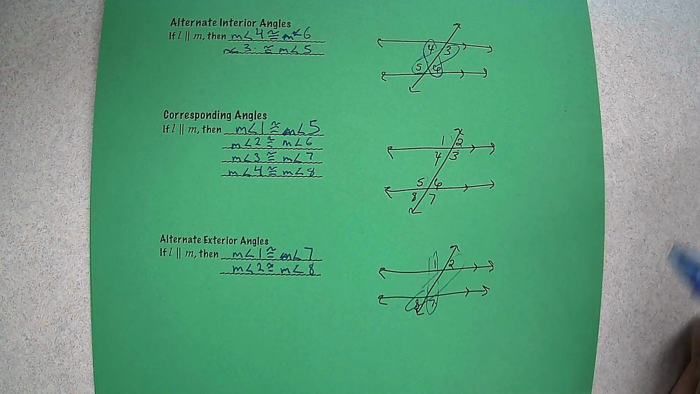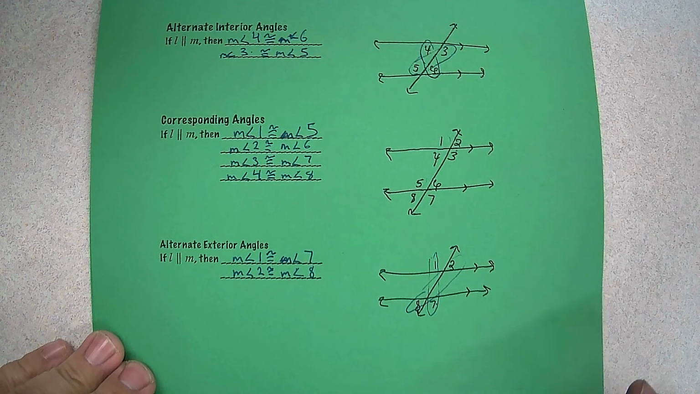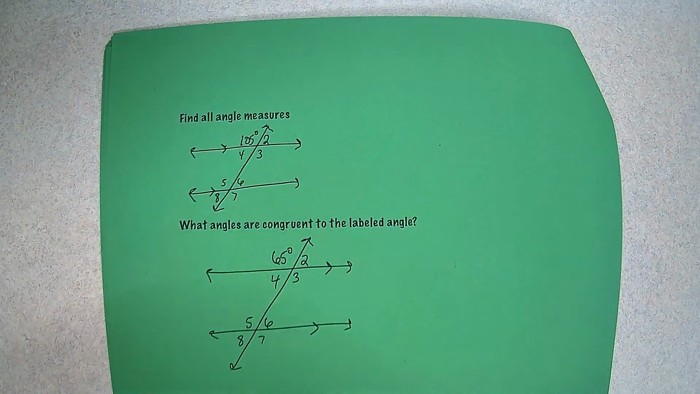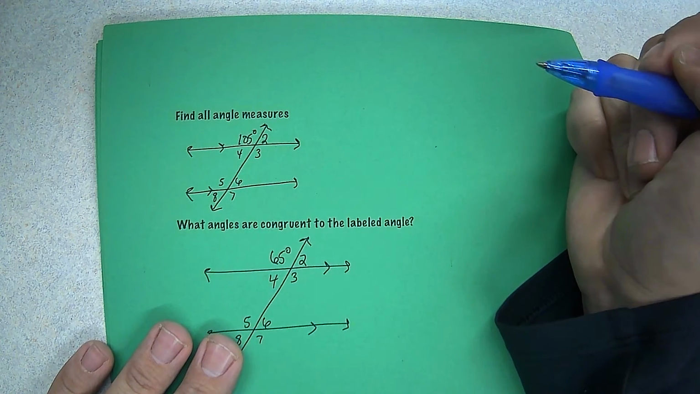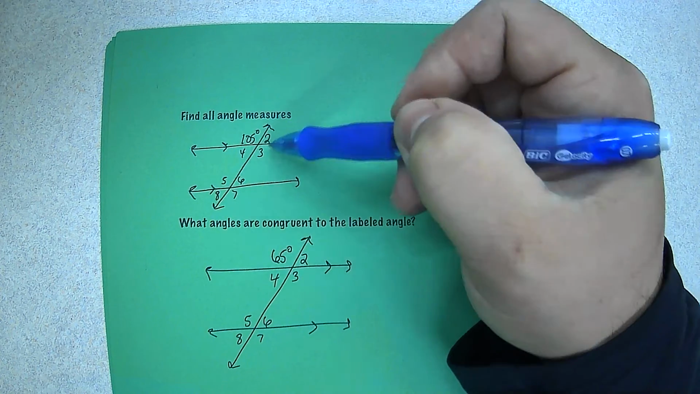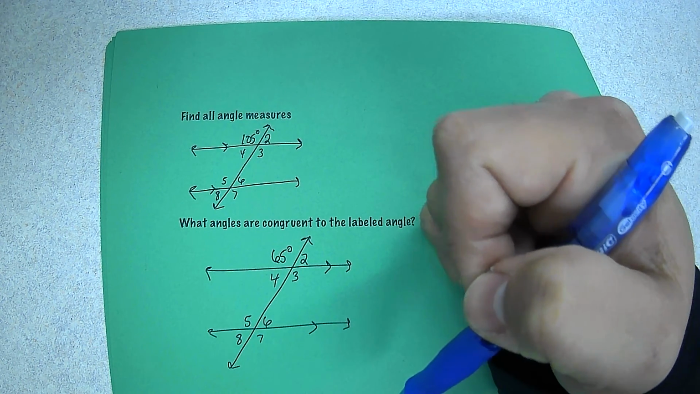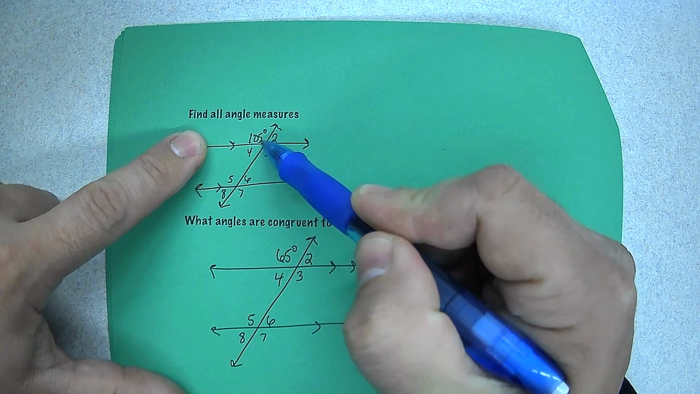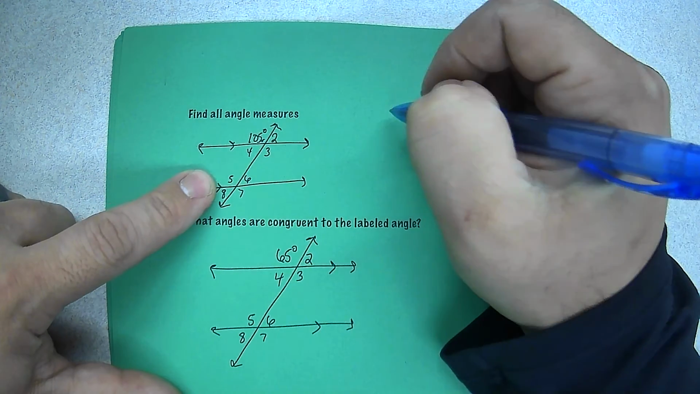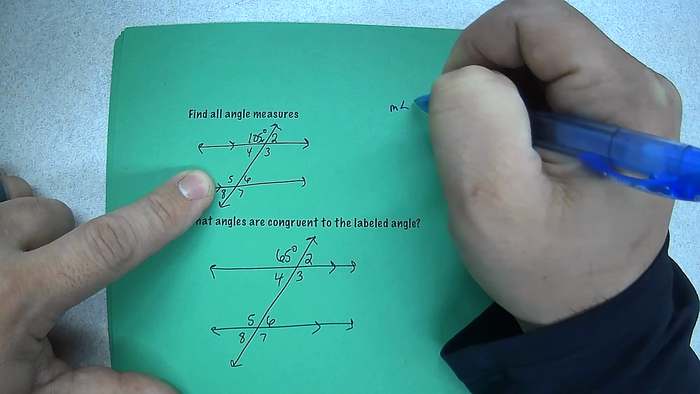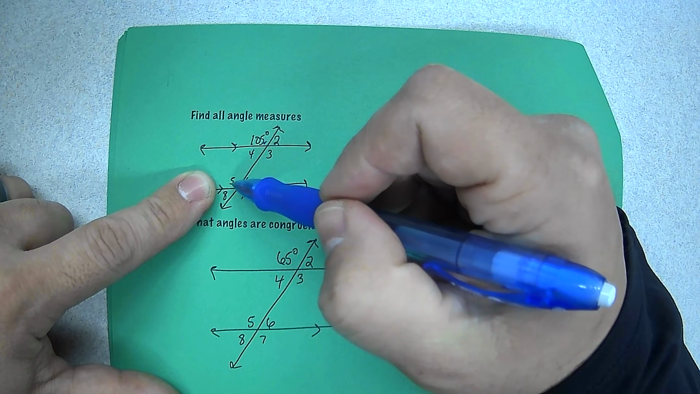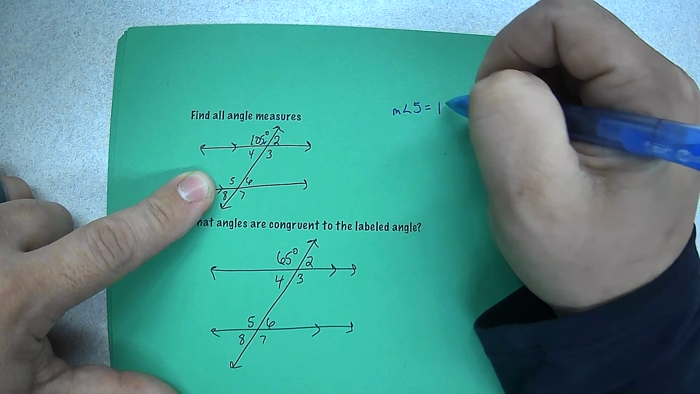We're going to use these relationships to help us find angle measures. Let's look at a couple of examples. Here's our first one. We want to find all the angle measures. We're given one angle measure right here, 105 degrees. From that, we can find all of the other relationships. Looking at this, we just talked about corresponding angles, and this angle corresponds with this one. So the measure of angle 5 is equal to 105 degrees.